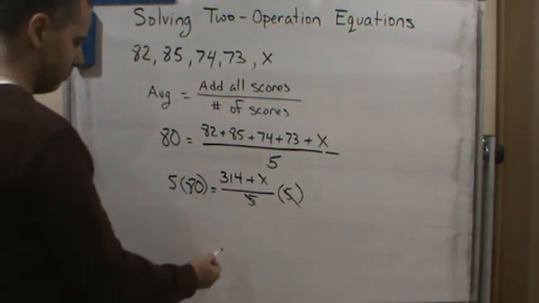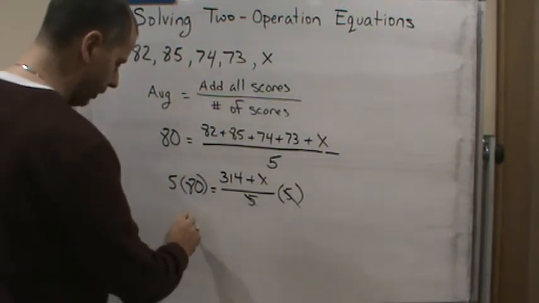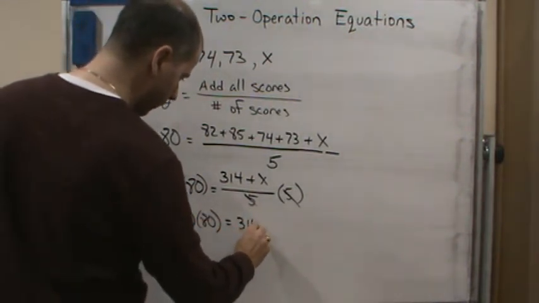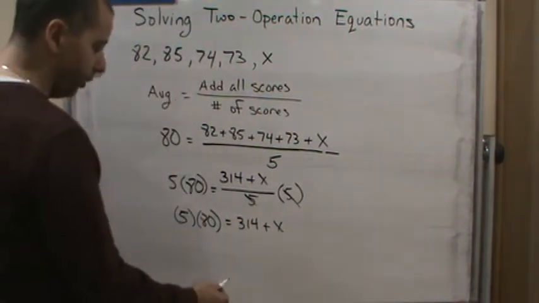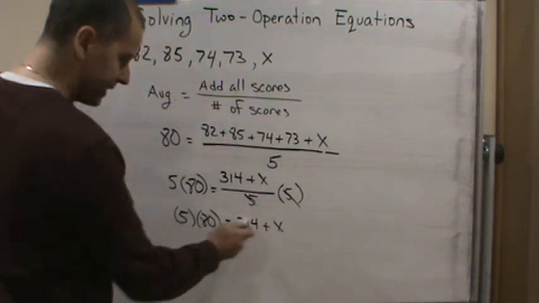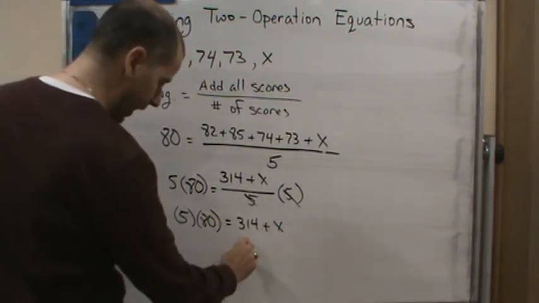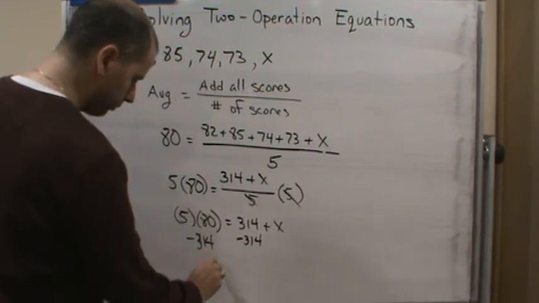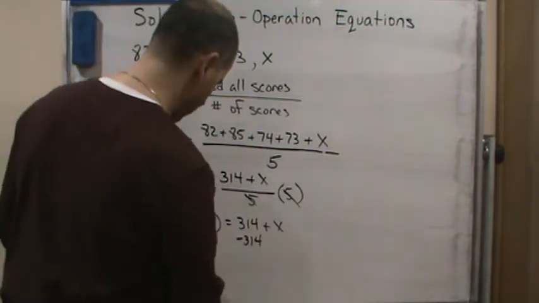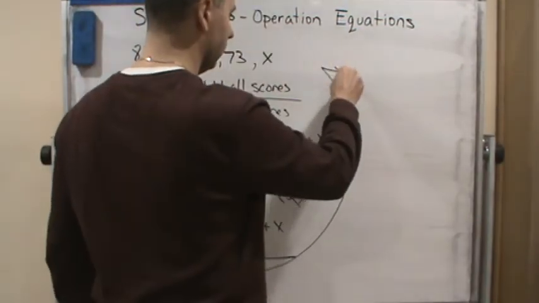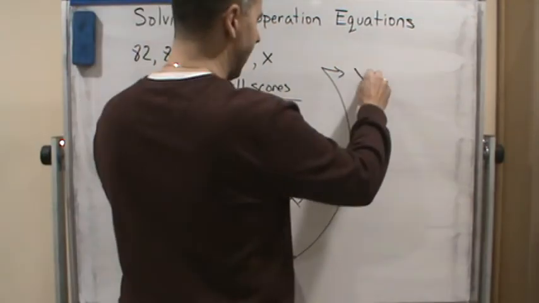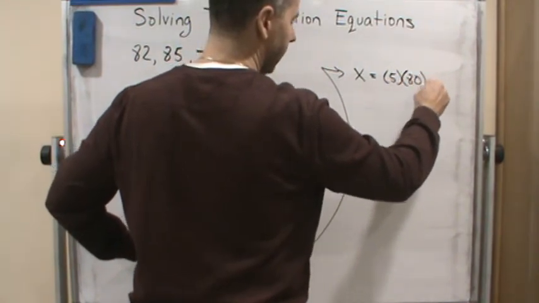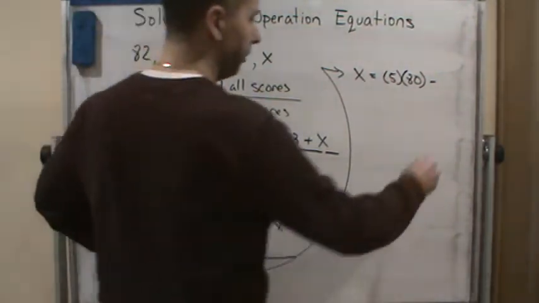And so now what happens? Well, now I've got 5 times 80 is equal to 314 plus x. Now what do I need to do? I need to get rid of that 314 over here. I need to isolate x. Since I'm adding 314, I'm going to subtract 314 from both sides. Now, what do I end up with? I end up with x equals 5 times 80 minus 314.